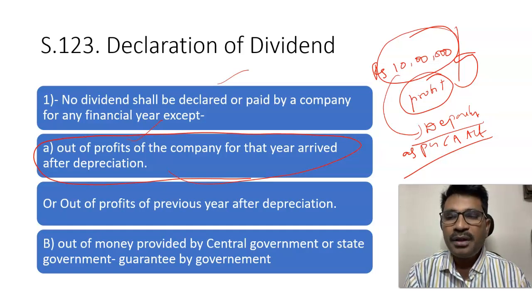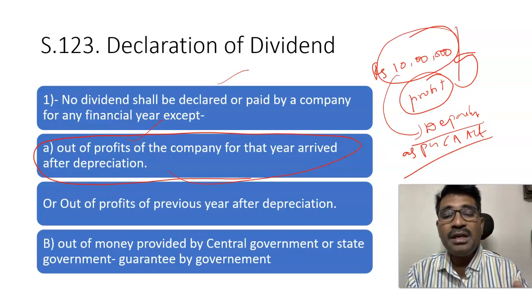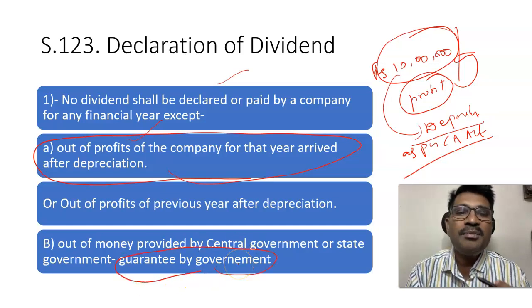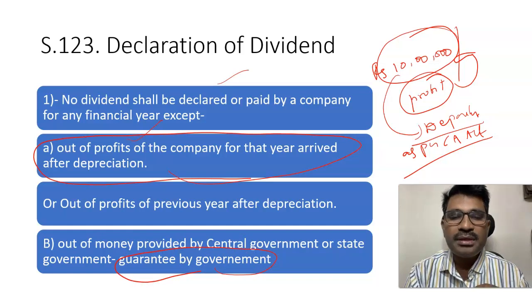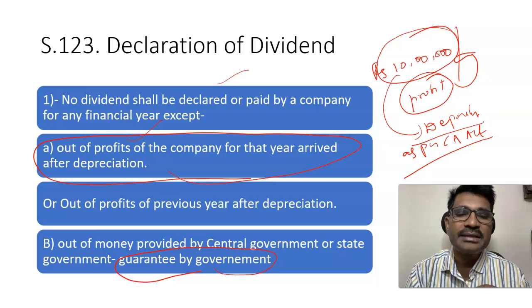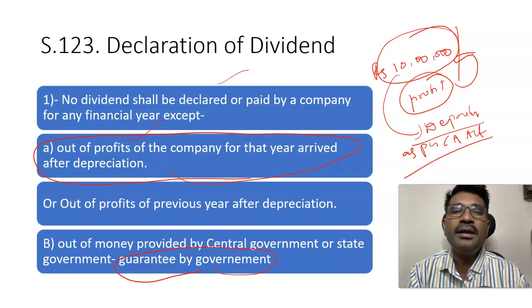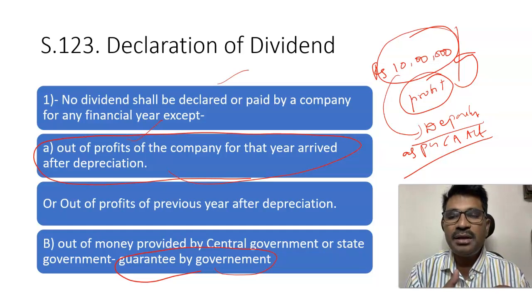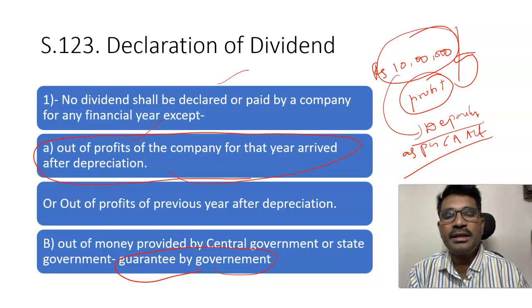And point number B of section 123 says, in case of some classes of companies where the government provides the guarantee, for those companies, the funds provided by the central government and the state government, they can declare the dividend. So under section 123, clause 1, dividends can be declared out of the current year profits after depreciation, out of the profits of the previous year after depreciation, and out of the money provided by the central government or the state government that guaranteed the company.